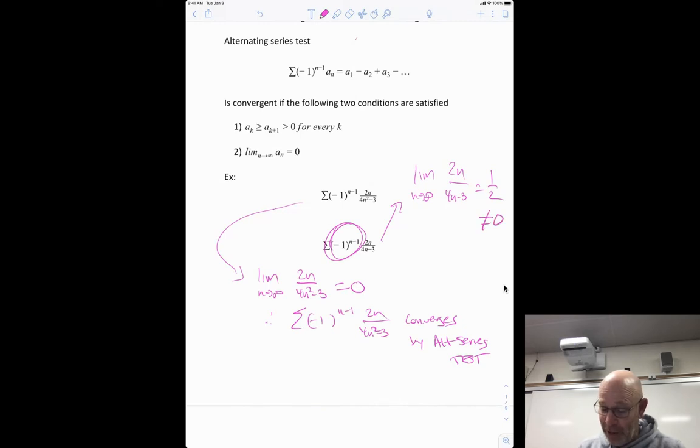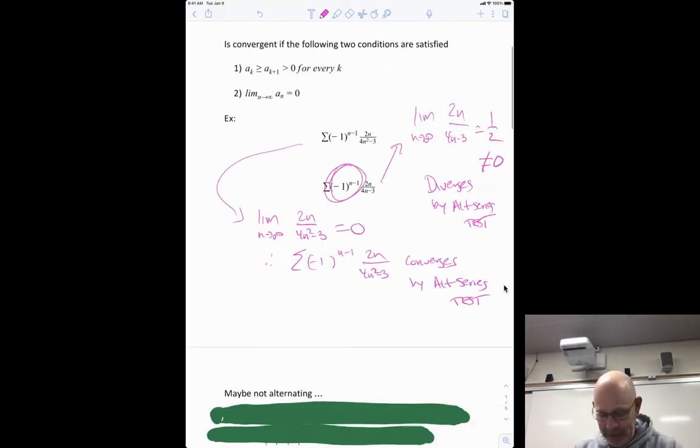1/2 is not 0, therefore it diverges by the alternating series test. That's all there is to it if it's alternating. We're going to study this a little more in depth, so it's not quite that simple. If it's alternating, we could have series that have positive and negative terms, but that's not alternating, so we have to deal with that also.